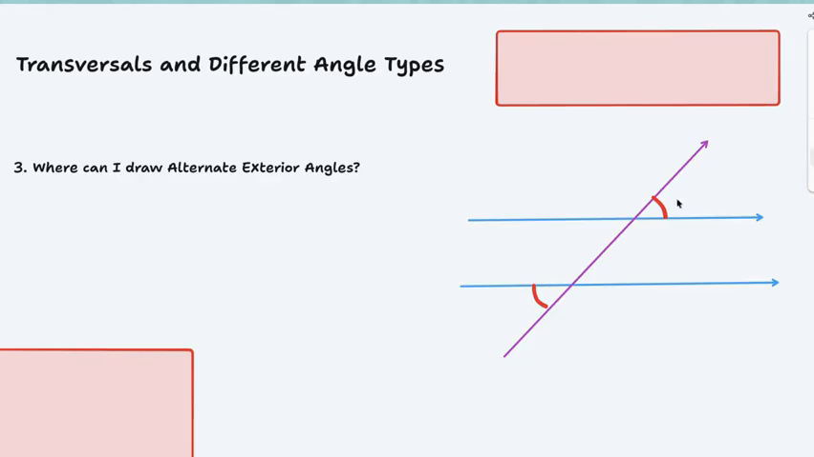So one of the correct answers is in red, and I drew it on the image. These are alternate exterior because they're both on the outside of the parallel lines and they're on different sides. And the other example would be these two because, as I said before, they both are on the outside of the parallel lines and they're on different sides.